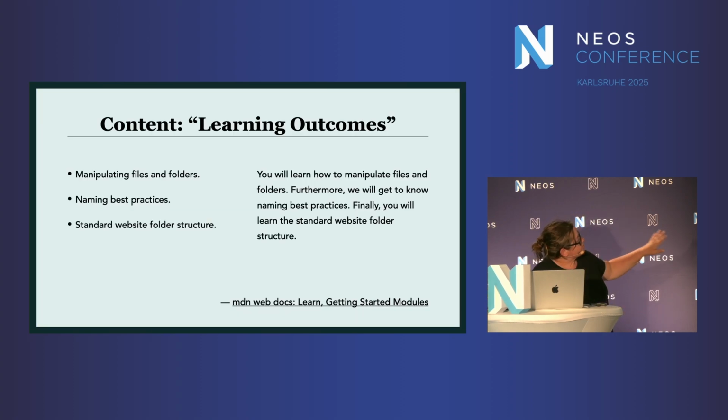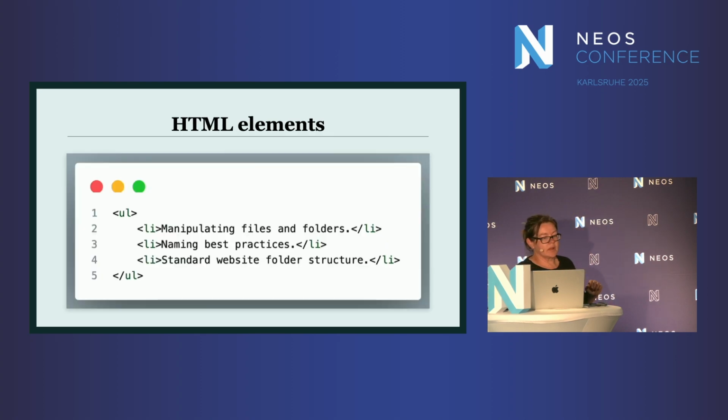This is an example from the MDN web docs. We'll talk about them later. And they have learning modules. And each module starts with a list, this you can see on the left side. They start with a list of learning outcomes. Now, for this purpose, I've rephrased them on the right side, the same content, as a paragraph. And depending on how you present the information on a web page, you choose the HTML elements.